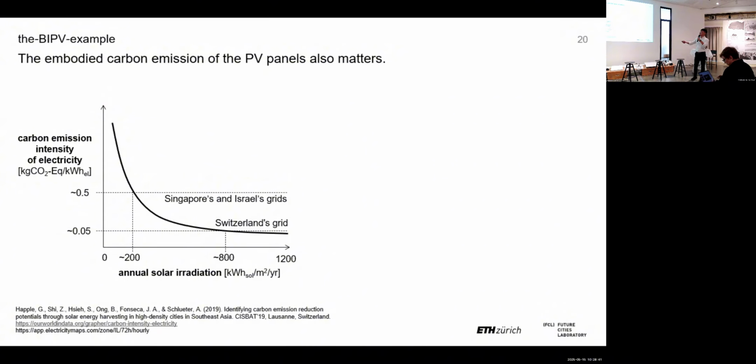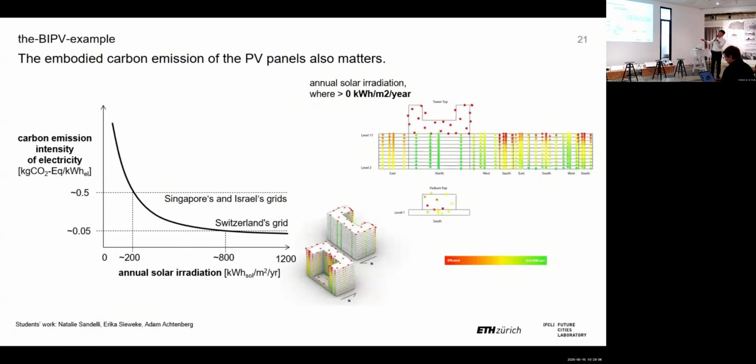As in Switzerland, the same number is 50 grams. So that means on building surfaces where we receive more than 800 kilowatt hours of solar radiation per year, we can finally make the electricity coming out of the PV panels comparable to the city grid. Let me give you an example to help you understand this metric.